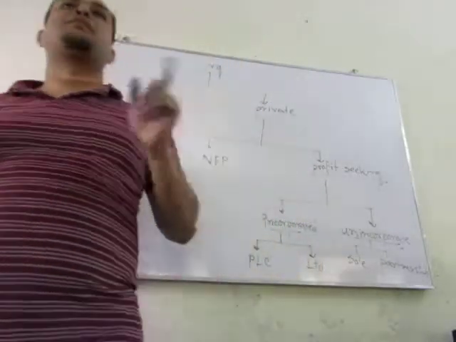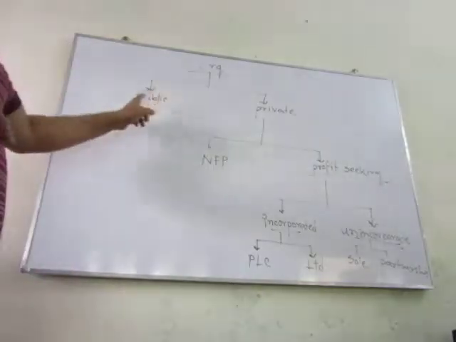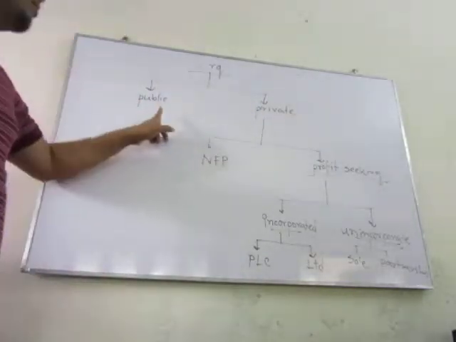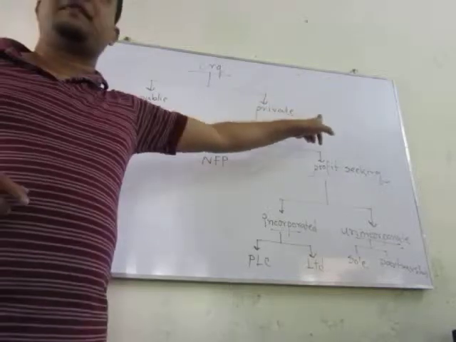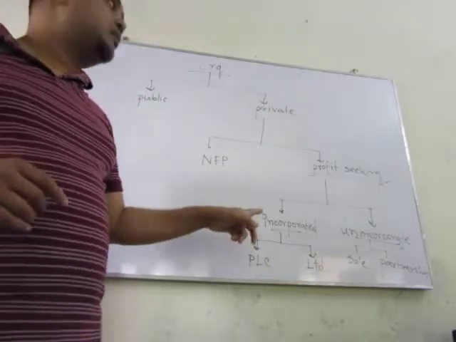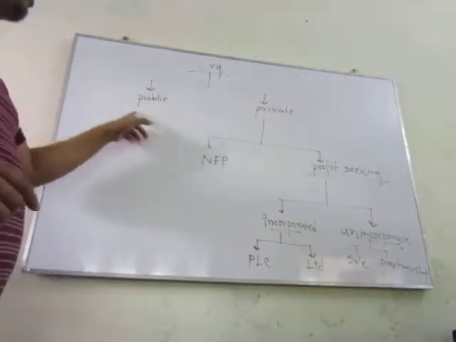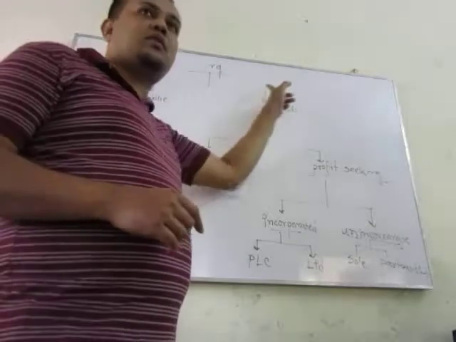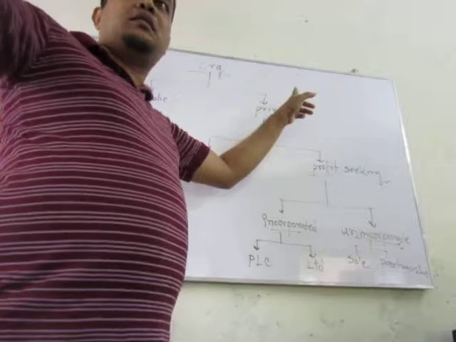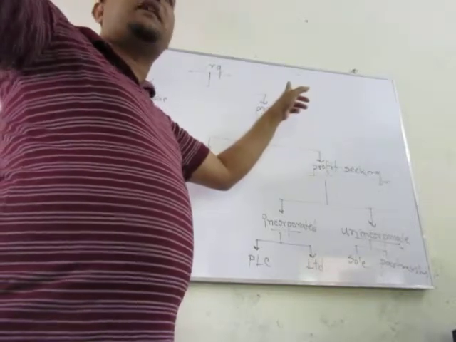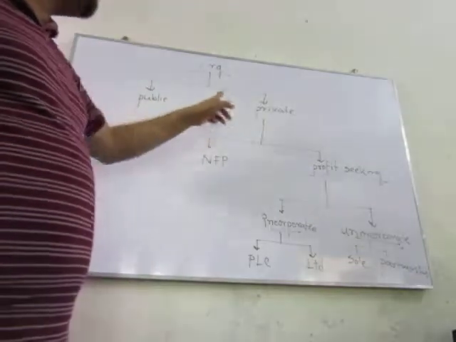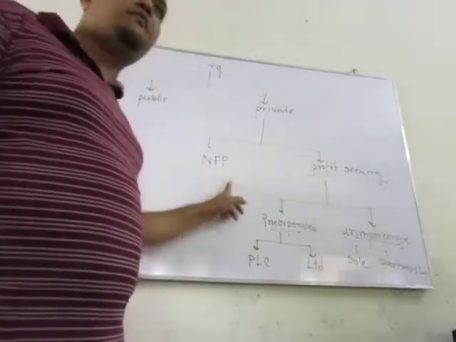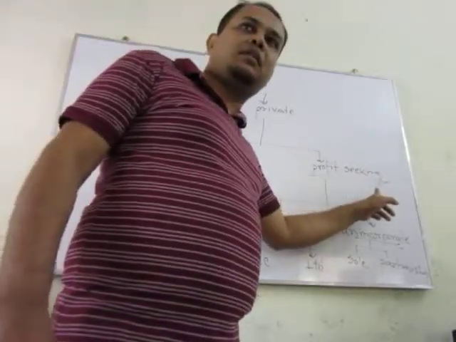Initially, depending upon the ownership, businesses are of two kinds: public and private. Keep the structure in mind. Public sector is owned and controlled by the government. Private sector is owned by the non-government or private sector. This private sector is of two kinds, NFP and profit seeking.